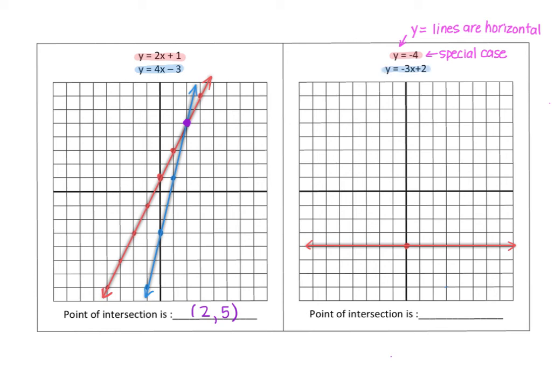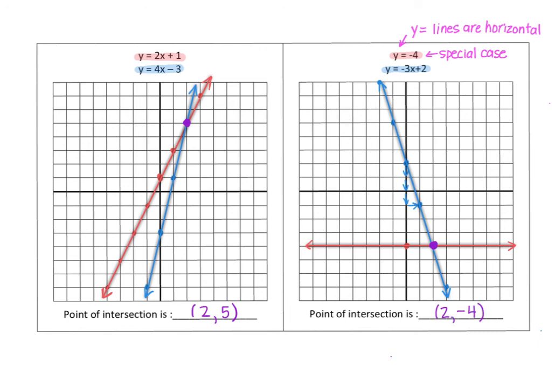We'll go on to plot our second line by starting at +2 and then counting our rise of -3 and over 1 repeatedly until we find the point of intersection. This point of intersection occurs at 2, -4.